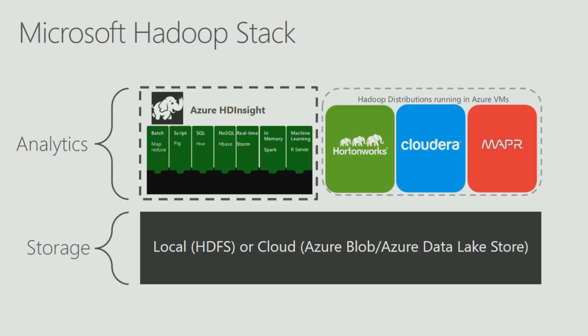When you pick HDInsight, you have a bunch of options. You can optimize the cluster for batch, MapReduce, Pig, Hive, HBase, Storm. So we have different options. You can pick the one for the scenario you'd like. So that's what HDInsight is.